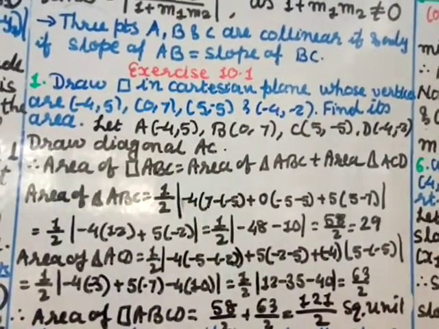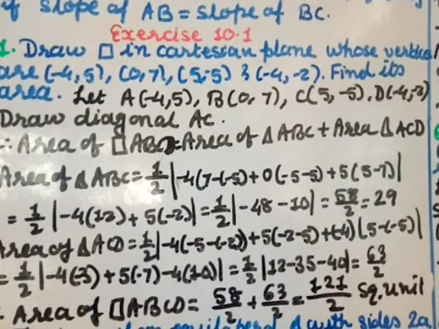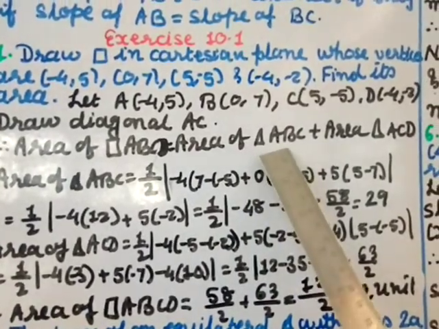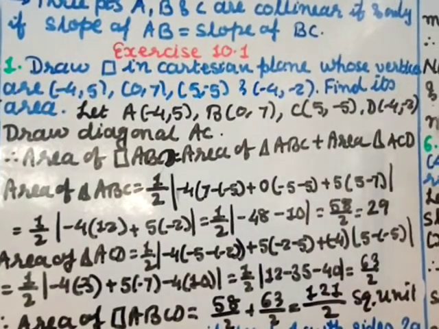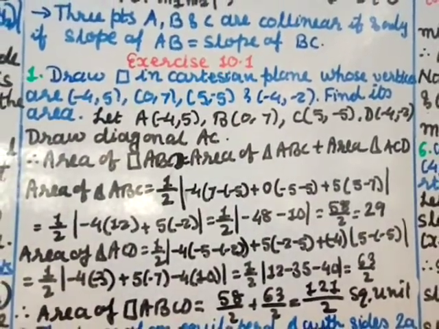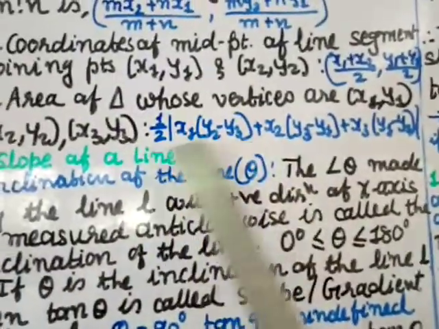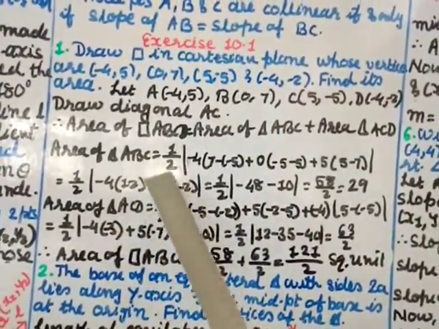Now draw diagonal AC. When you draw the diagonal AC, you have two triangles. Okay, it is triangle ABC and triangle ACD. So if you find the area of triangle ABC and triangle ACD and add them up, then you will get the area of the quadrilateral ABCD. Okay, now for the area of triangles ABC and ACD, I'll use this formula. I'm directly using it, so first I'll find the area of the triangle ABC, 1 by 2.